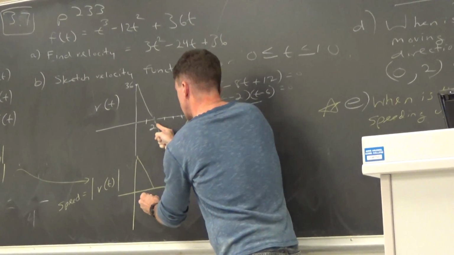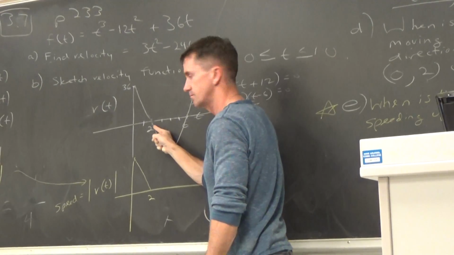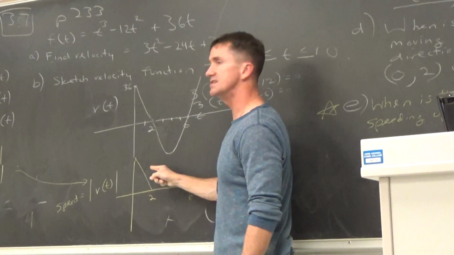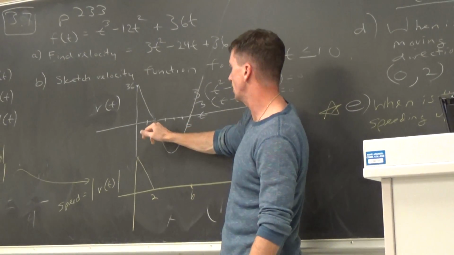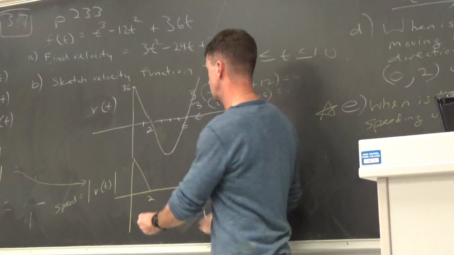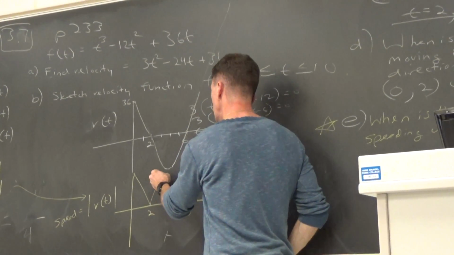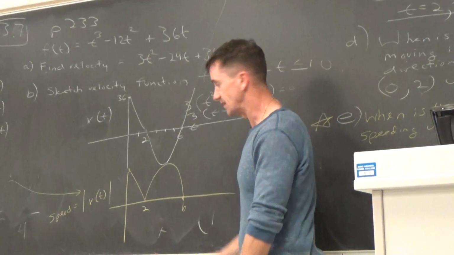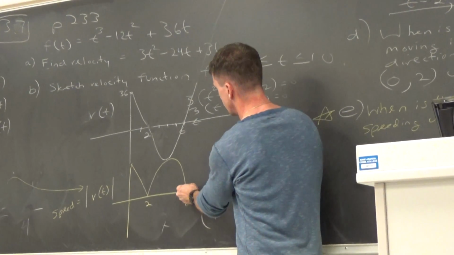And what number is this? 2. And what's this number over here? 6. But since it's the absolute value, see this part right here? It's going to get reflected up here like that. So it's going to go like this, look. And come back in. And then past 6, what would this do? Go up again.